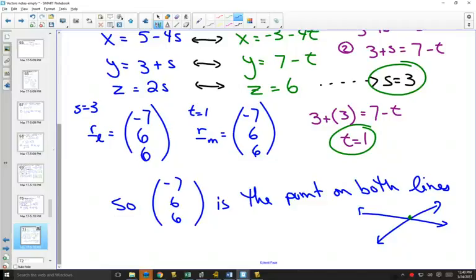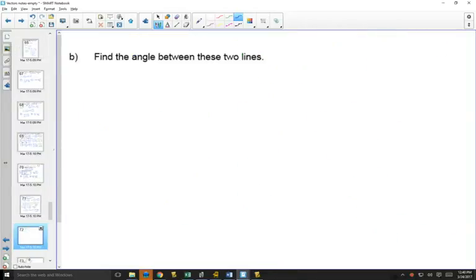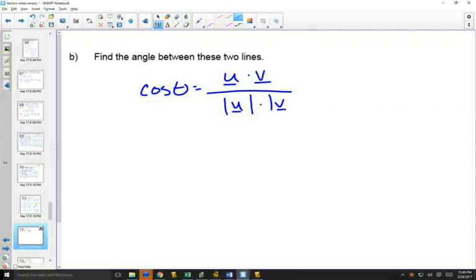Now, part B, what is the angle between those 2 lines in 3 dimensions? Well, what did we do with angles the other day? We rearranged our dot product formula, and we had that cos of theta was always equal to the dot product between 2 vectors divided by the length of those 2 vectors.